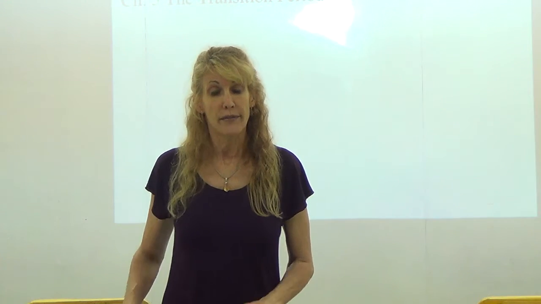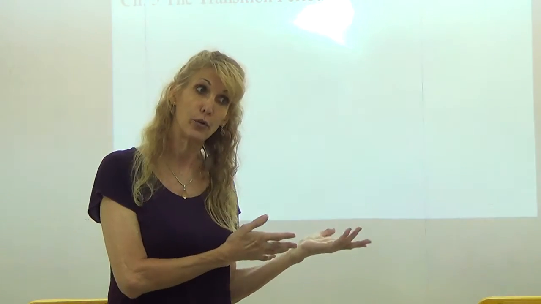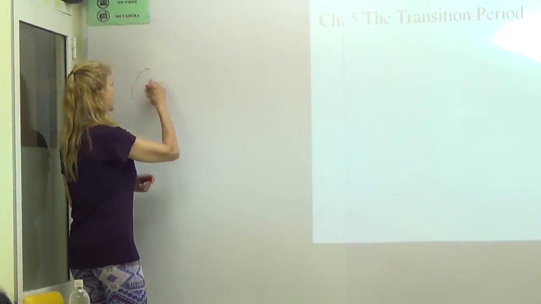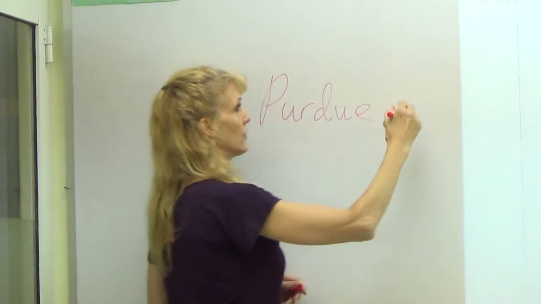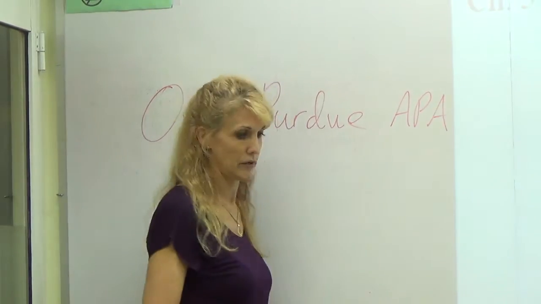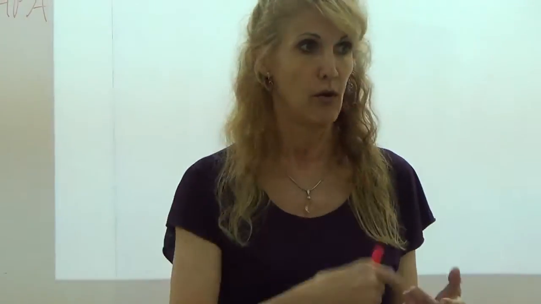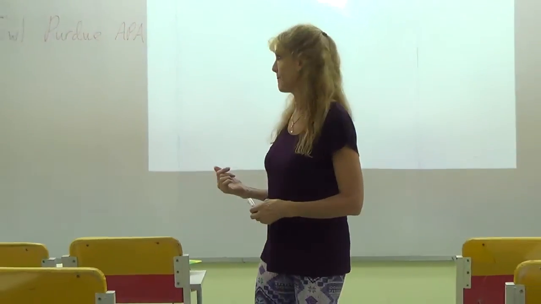Okay? So the best thing to do with APA is just go to the OWL Purdue website, and it has everything there. It's the best website for APA, and it has all of the information that you need. If you just do a Google search for OWL Purdue APA, it's got everything there. So if you're confused about how to do a citation, look it up. And it tells you one author, two author, from a book, from a journal. It tells you exactly how to do it. It gives you an example, and it just shows you.